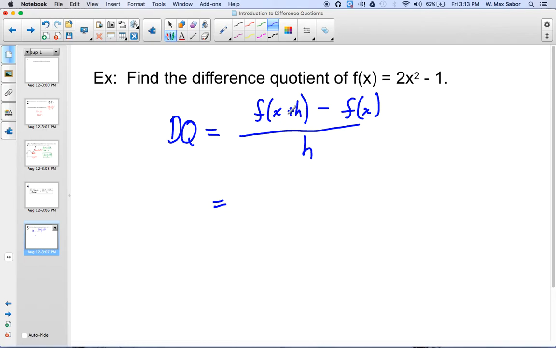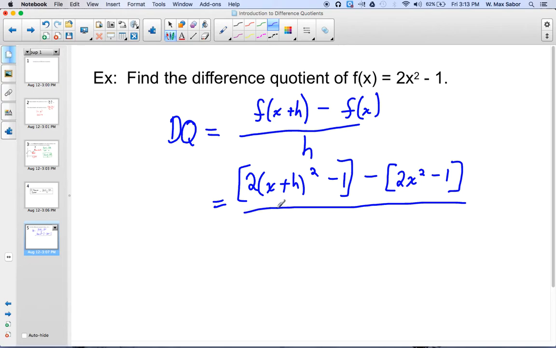Now we have to plug this into our formula. So 2 times x plus h squared minus 1 is f of x plus h. Now you see why we did so much with that. 2x squared minus 1 is f of x, and then we do this all over h. So what I've done, I've taken x plus h and substituted into f. I've taken x and substituted into f, and now I'm going to subtract them.